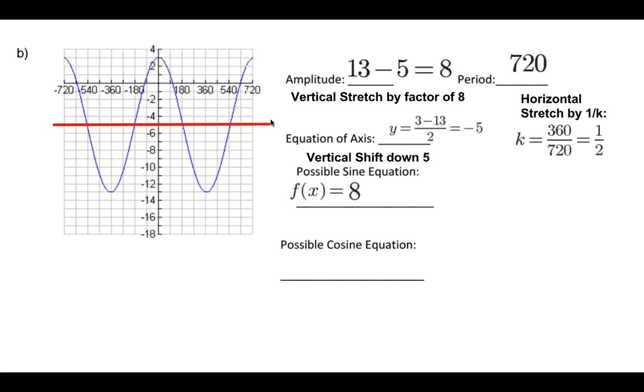So it's got to be vertically stretched by a factor of 8. It has to have that 1/2 as the k value. But you can shift it to the left 180 so that you start here and you're going up. And then you have to vertically shift it down 5. So we get down 5. And you can see if you draw those lines, you can see the sine wave.